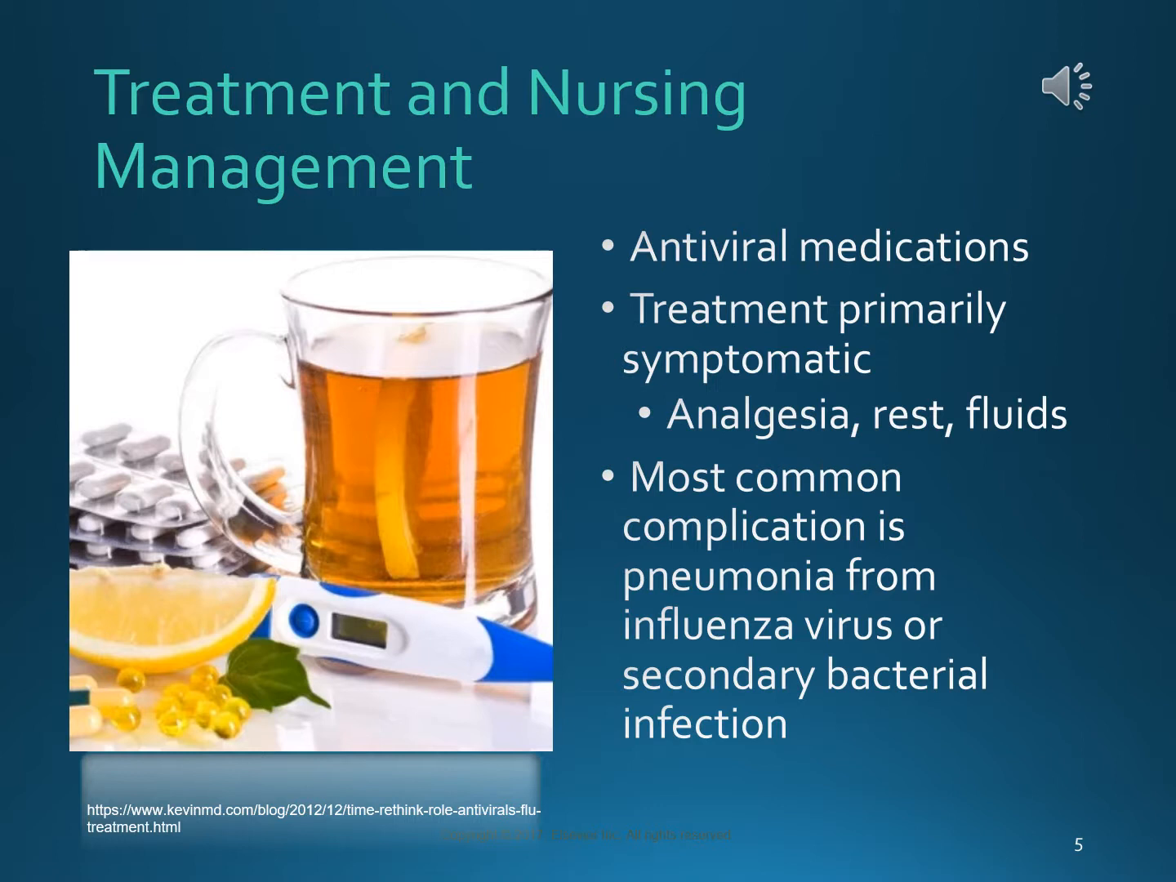The only time you would ever use antibiotics would be if you have a secondary bacterial infection like a pneumonia or a sinusitis, and then you would use an antibiotic and that would be used much later. Most uncomplicated influenza is managed more effectively by nursing interventions than by any drugs or other forms of medical treatment. It's primarily symptomatic treatment: analgesics, Tylenol, acetaminophen, nonsteroidal anti-inflammatories, lots of rest, lots of fluids.